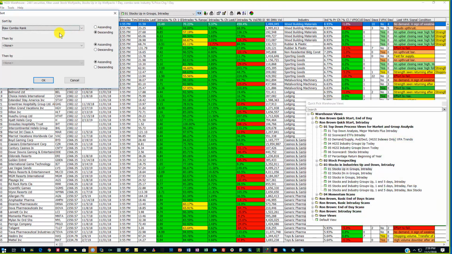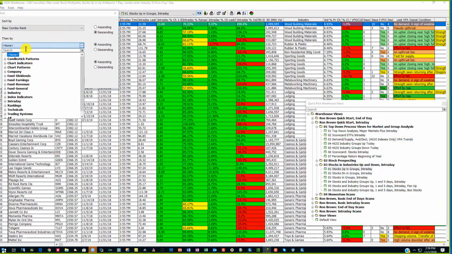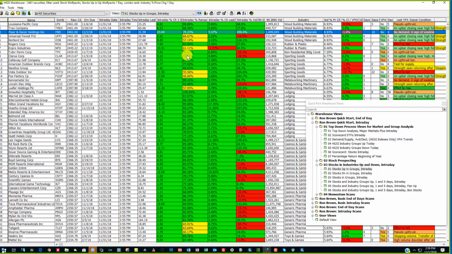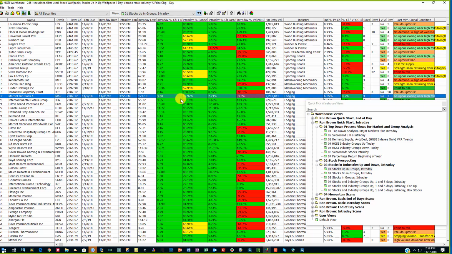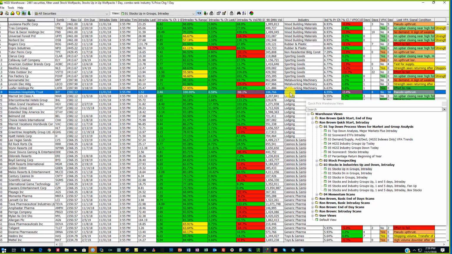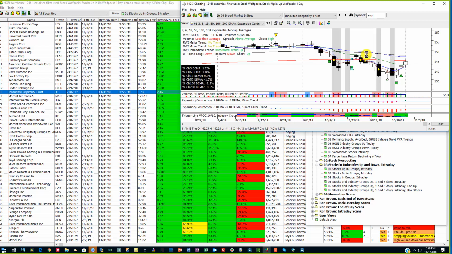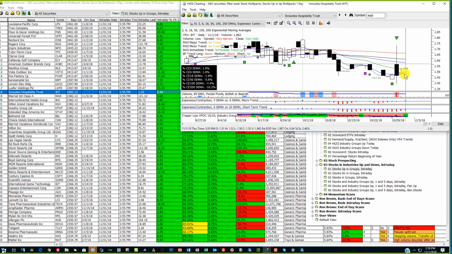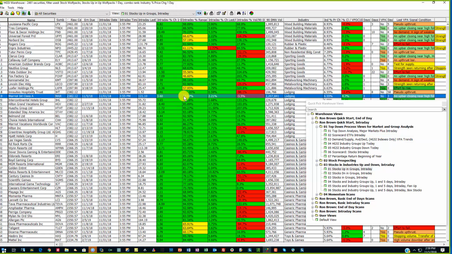You can do a secondary sort here. I'm just going to type in intra, and I'm going to do intraday range, and then this lines these up according to their intraday range. So I'm going to go down here to lodging, and you can see that In Suites Hospitality Trust, with a minute left in the market day, is trading at 100% of its range. It's only a $1.55 stock. Let's find something else.